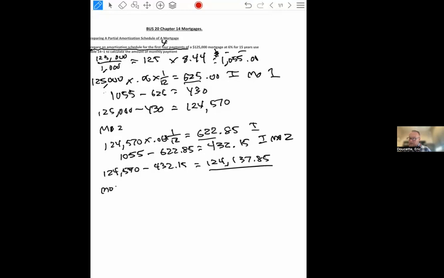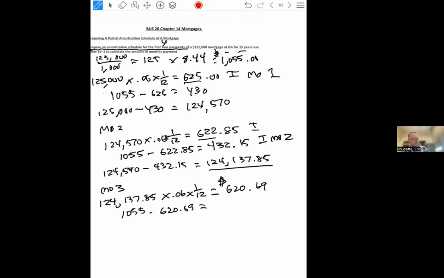So month 3, I take my 124,137.85. Multiply that by 6% by 1/12, and that's going to give me a new interest amount of $620.69. And again, I have to deduct that from my third payment I make.